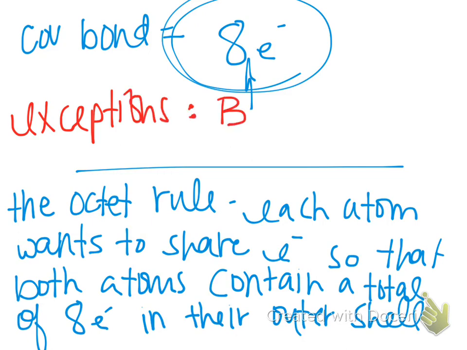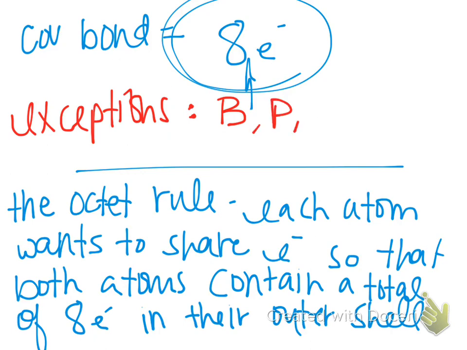Boron. Boron is an exception. How many valence electrons does boron have? Boron has 3, because it's in group 13 or group 3. It has 3 valence electrons. So sometimes it's okay with not completing its octet all the way, because it can give 3, and maybe it's okay with only bonding with 3 things. We'll look at that a little bit more in depth. But boron is an exception.